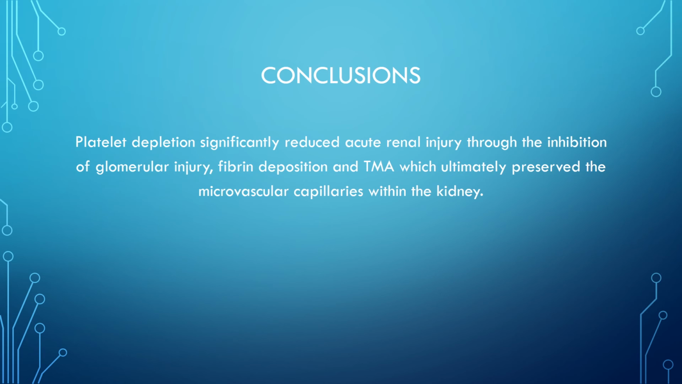So from these figures, the researchers concluded that platelet depletion significantly reduced acute renal injury through the inhibition of glomerular injury, fibrin deposition, and TMA, which ultimately preserve the microvascular capillaries within the kidney.